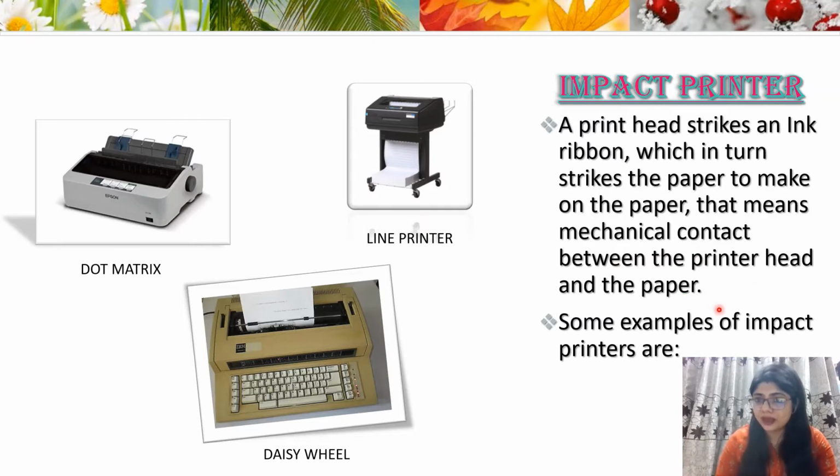What is happening? The print head is striking on the ink ribbon, and then the ink ribbon is striking on the paper. In this way, the words are written on the paper when we are taking the print. So basically a mechanical contact is there between the print head and the paper. This is called an impact printer. And some examples of impact printers are dot matrix printer, line printer, and daisy wheel printer.